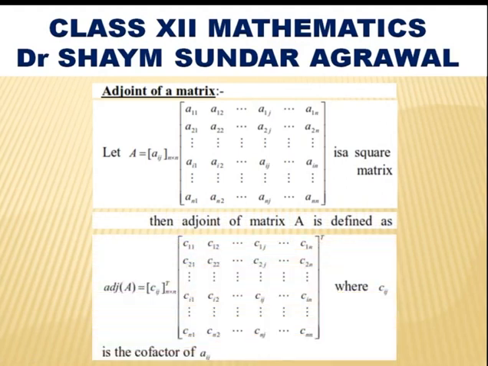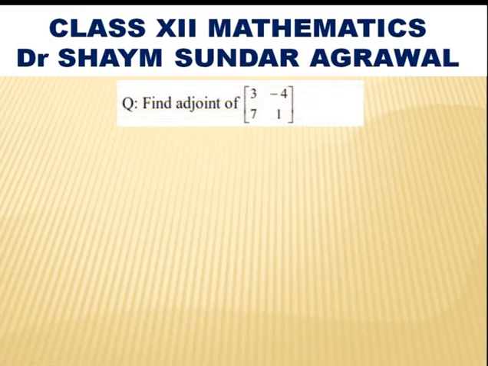the transpose of the n cross n matrix C_ij. It means it is the matrix obtained by taking the transpose of the matrix in which all the elements are replaced by their cofactors. So a11 is replaced by C11, a12 replaced by C12, a_ij replaced by C_ij. Similarly, all the elements are replaced by their cofactors, and if you take their transpose, it becomes the adjoint of the matrix. The question is, find the adjoint of the matrix 3 minus 4 7 1.